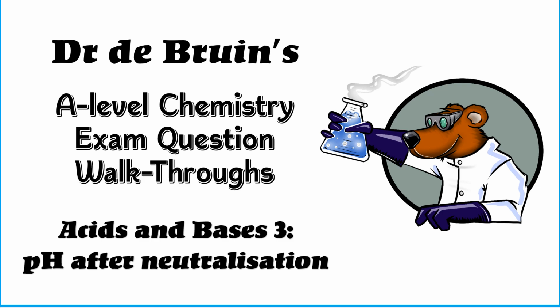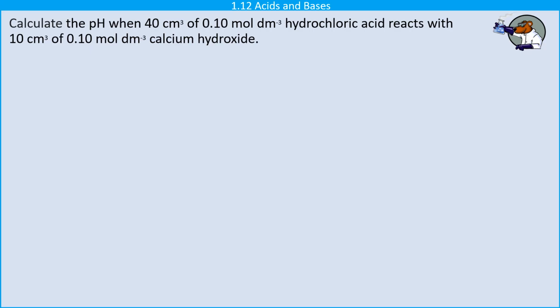This is a quick walkthrough of how to answer an exam question from the acids and bases topic of A-level chemistry. In this question, you're going to calculate pH following a neutralisation reaction. So it's not just enough to know how to work out pH, you need to be able to figure out what's going on in this reaction first.